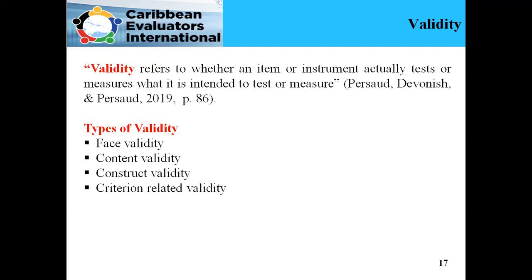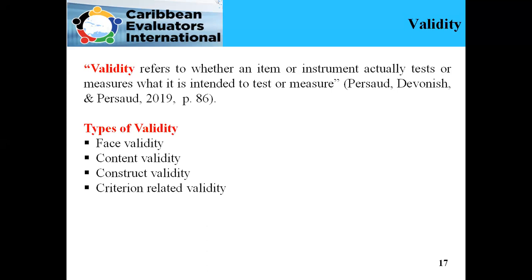Construct validity is concerned with ascertaining if a data collection instrument measures what it purports to measure. That is, how well are the variables operationalized. For example, if you're measuring student achievement, the construct should measure student achievement, not something else. Finally, criterion-related validity seeks to establish if the instrument is effective in identifying specific abilities. It is established through concurrent validity and/or predictive validity.